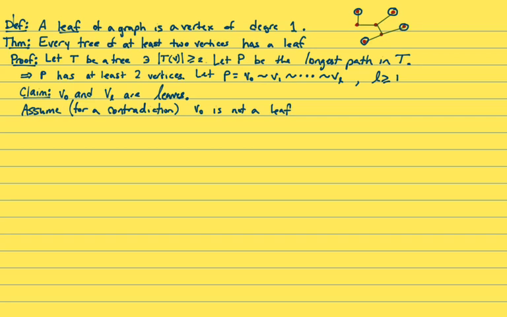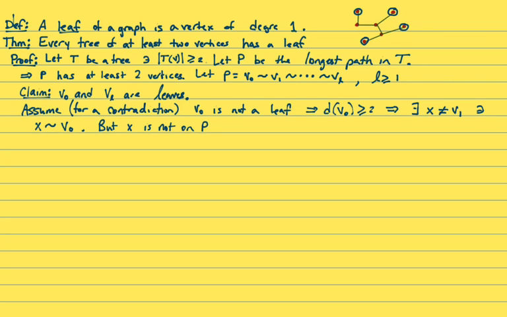Now, if it's not a leaf, that means it's not degree 1, which means the degree of V naught is greater than or equal to 2. In other words, there has to be something adjacent to V naught besides V1. Let's say it's called X. So there exists an X that's not V1. Since V naught is adjacent to V1, there has to be something else adjacent to V naught. I want to call that X, and it's adjacent to V naught.